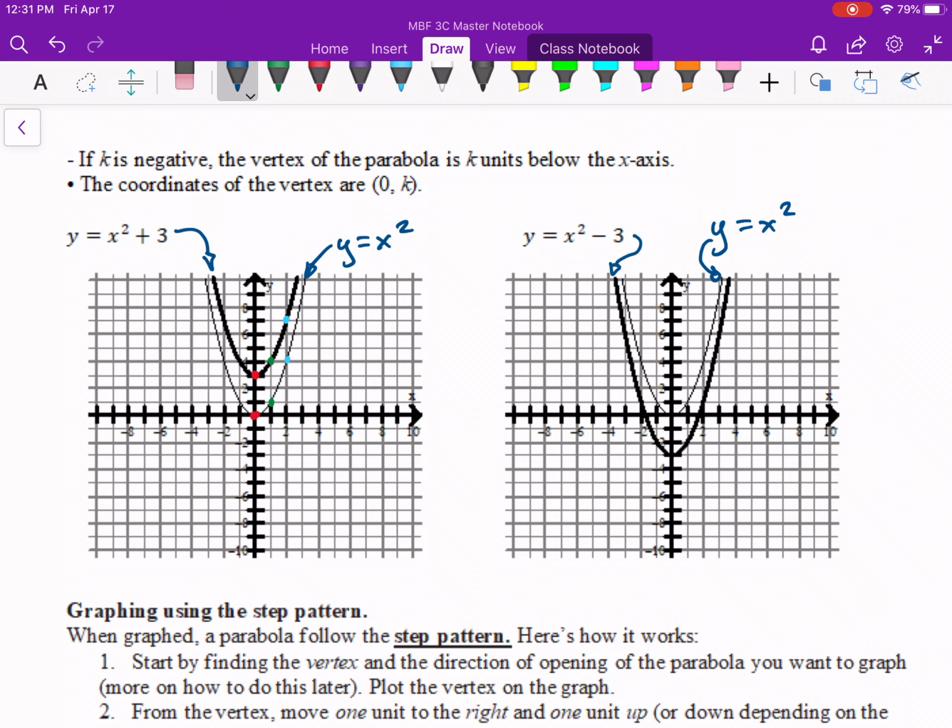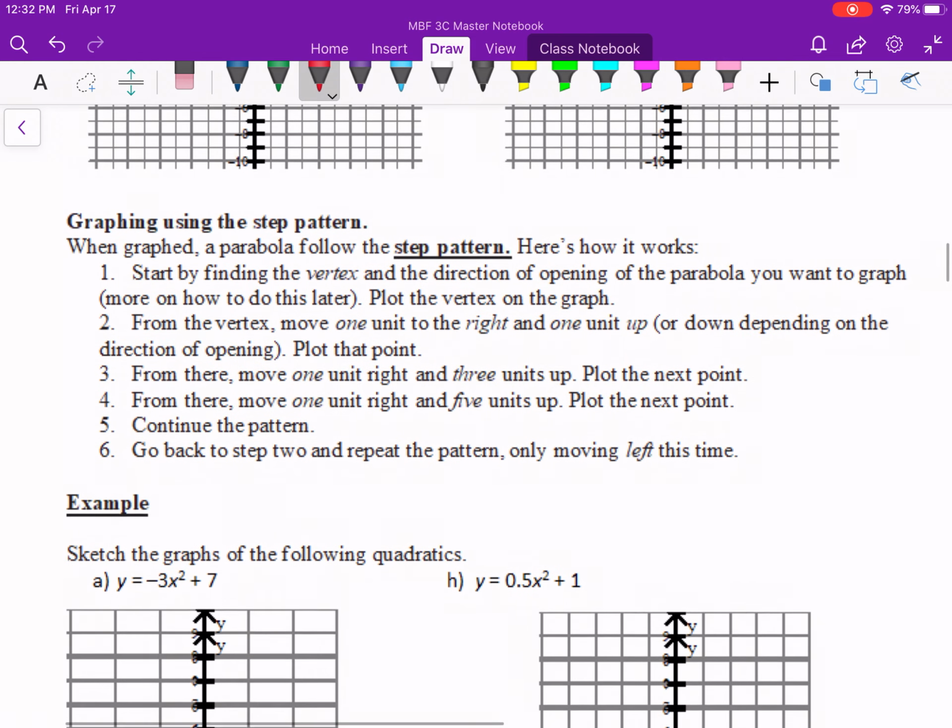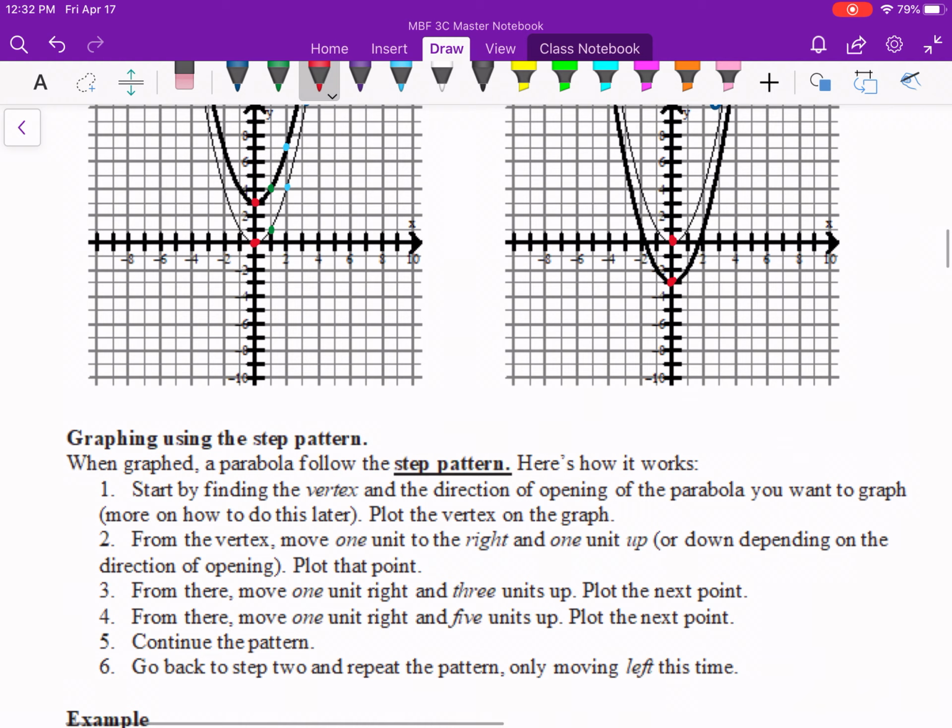And you can confirm that for yourself, right? 0, 0 has gone to 0, negative 3, and any point you want to pick on the original one has gone down by 3. So if we want to graph parabolas, we need to know that stuff.